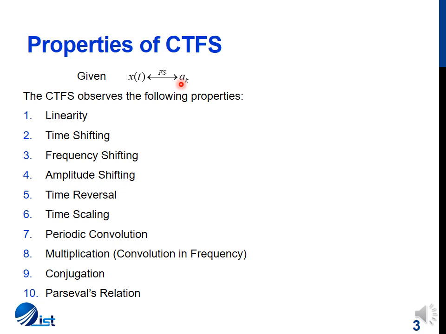Just a quick recap again: the coefficients a of k varied from minus infinity to plus infinity, which means that an infinite amount of sinusoids or complex exponentials are required to synthesize a signal x of t. So x of t can be expressed through its time domain expression or a frequency domain expression, for which you will be requiring an infinite amount of sinusoids.